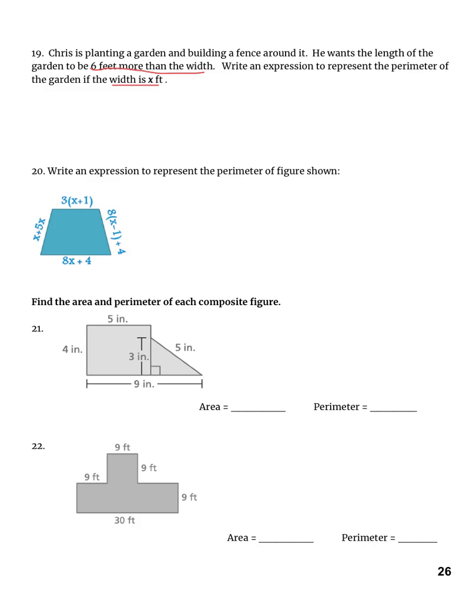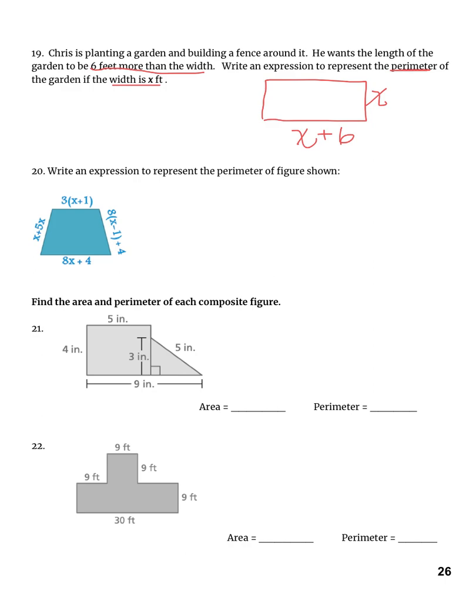So the length is more than the width. So the length is like this, and here's the width. So the width is x, it tells us, and the length is 6 more than x. Well, 6 more than x is x plus 6. So now that I've drawn the picture and I know I'm finding the perimeter and I'm writing an expression, this part should be pretty easy once I get the picture down.